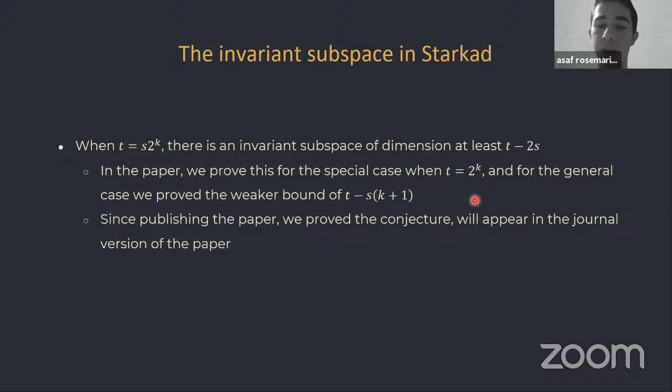And I want to note that in the paper it appeared as a conjecture, but since publishing the paper, we proved it. So it's actually a theorem now. And you can find in the paper a proof of the lower bound, a weaker bound of T minus S times K plus 1. And also we have the proof for the special case of S equals 1 and T is a power of 2.